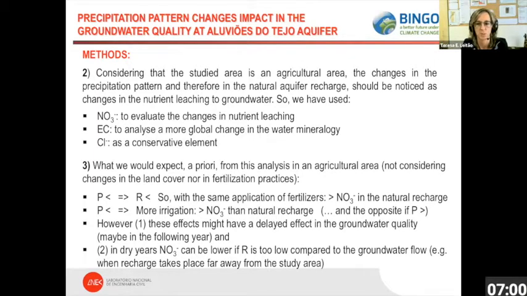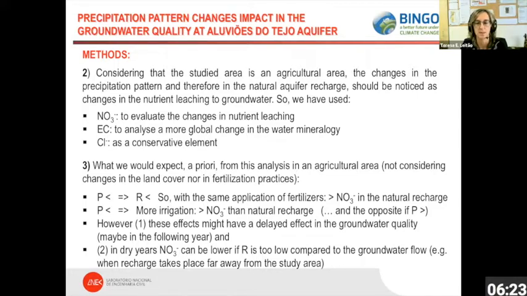We would also like to share with you, before jumping to the results, what we were expecting a priori from this analysis. If we are in an agriculture area, and if we don't consider changes in land cover or the fertilization practices, when we have less precipitation, we are expecting less recharge. And so if we have the same amount of fertilizers, what we would expect is to have more nitrates, because we would have less dilution from precipitation.